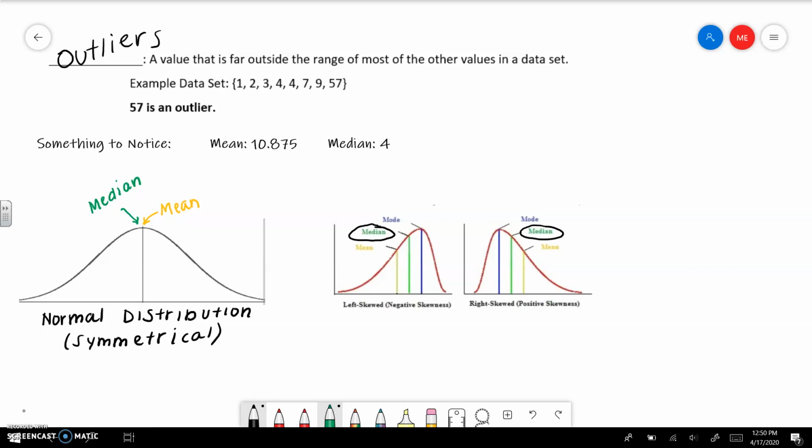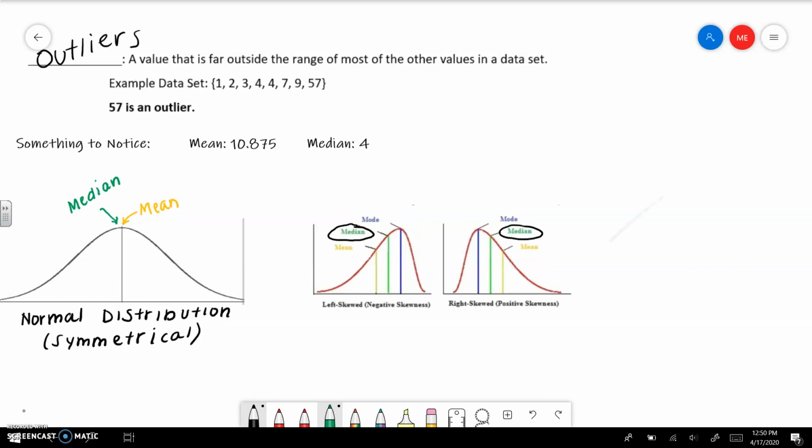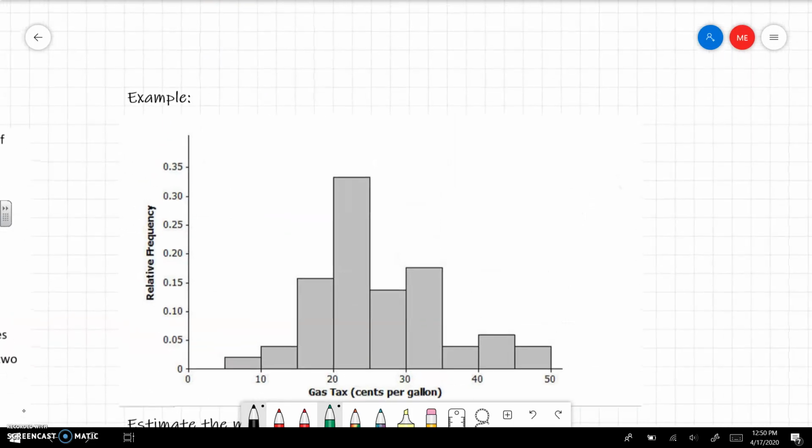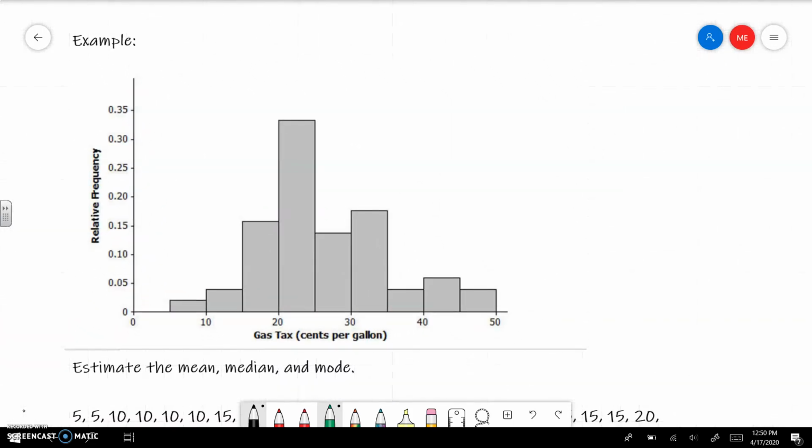So using this information, let's go ahead and go through an example. So here's an example, and it looks like we're dealing with a histogram that is talking about gas tax in cents per gallon and relative frequency. So the first thing I want to talk about in relative frequency is that we're dealing with decimal points right here. And personally, I don't like dealing with decimal points when I'm finding measures of center.